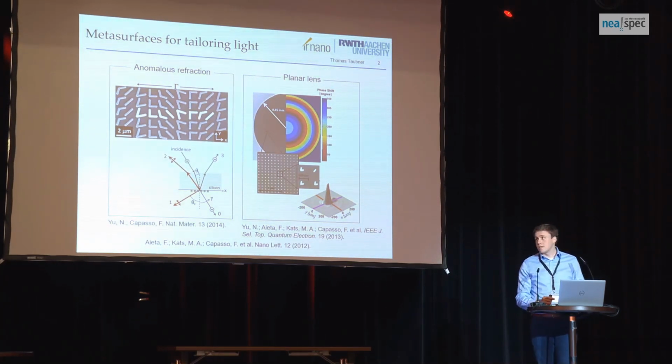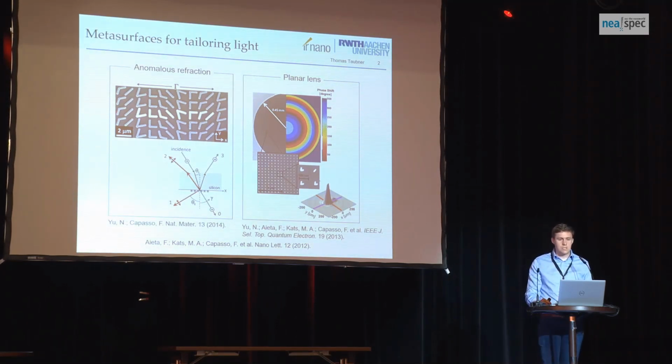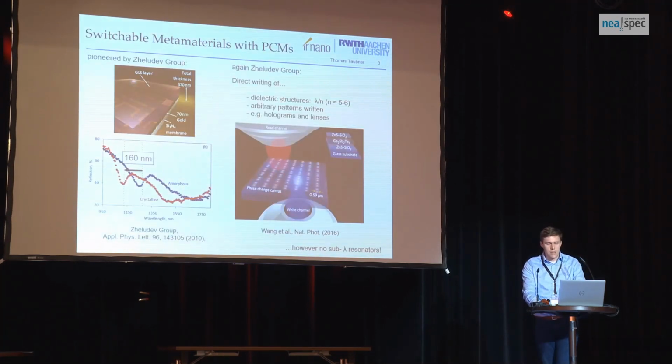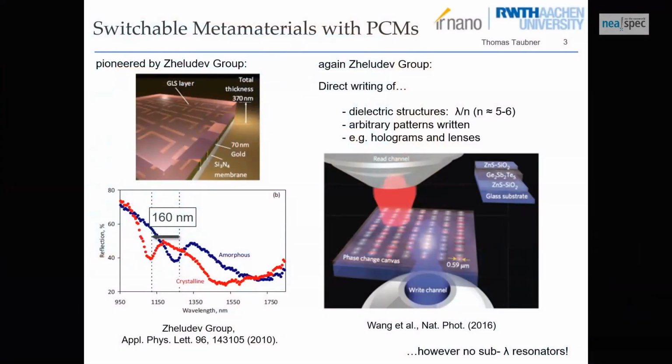However, these metasurfaces rely heavily on the fabrication, so they are fixed in functionality and frequency once they are fabricated. And this is why people came up with the idea of switchable metasurfaces. This was pioneered by the Chin-Ludev group in 2010. They took an ordinary metasurface and deposited one of these phase change materials on top, in this case the GLS layer. Then they switched it from the amorphous to the crystalline phase and could alter the working frequency by 160 nanometers by simply going from amorphous to crystalline.